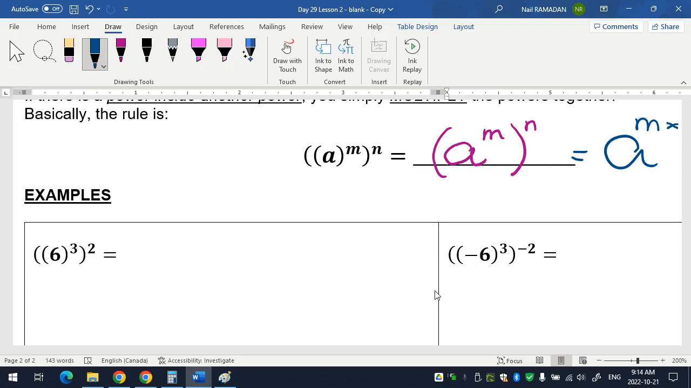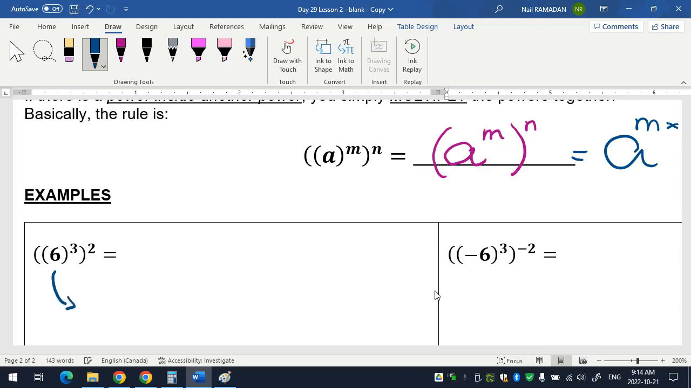No, no. You always do the inside first. 6 to the power of 3, which is 216. And then 216 to the power of what? You see, always start with the smaller shell and then expand outside. Never go outside in. Always go inside out. So I'm going to do it both ways for you.